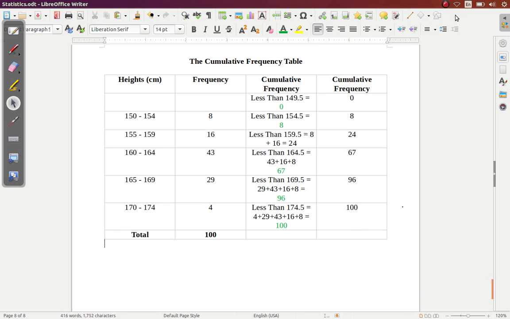So that's our cumulative frequency. All right, so I hope you get it and get it well, so you can do it on your own next time. Maybe what you could do is start out with the heights and the frequency, and then make up your cumulative frequency without looking back at this video. So I will see you in the next video.